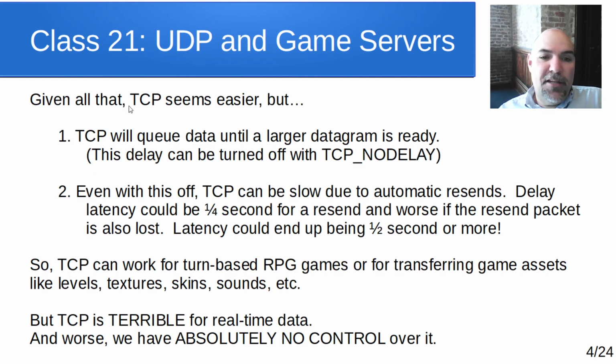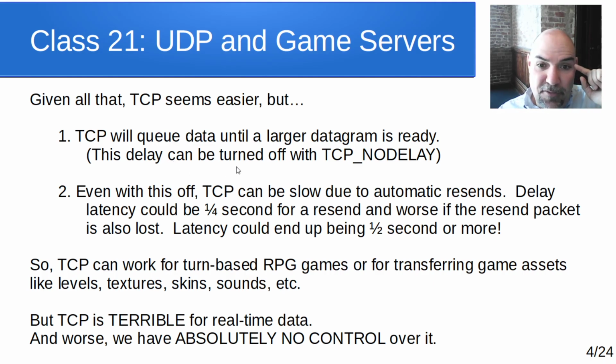Okay, so given all of that, TCP certainly seems easier. It guarantees reliability. It does a lot of the work for us. Why would we do it ourselves if it's already done? And the answer is that TCP will queue data until a larger datagram is ready. In other words, it's designed to optimize the throughput, not the low latency. If you send 1 byte over TCP/IP, it won't immediately send a datagram with 1 byte. It'll say, I'll hold off for a while, and I'll see if more data comes in. And then when I get to a certain threshold, then I might send it. Or if a certain amount of time passes, then I'll send it. But I'm not going to send it immediately.